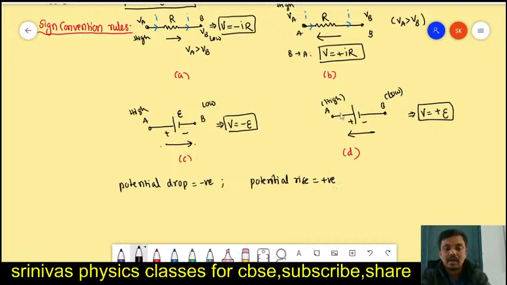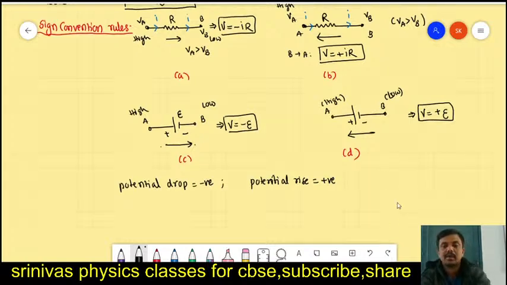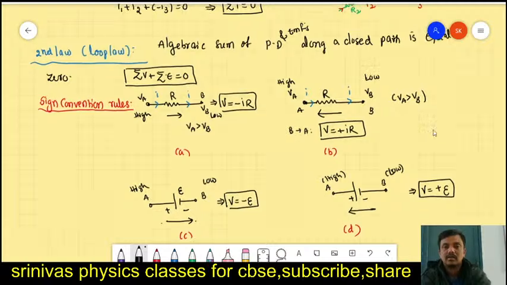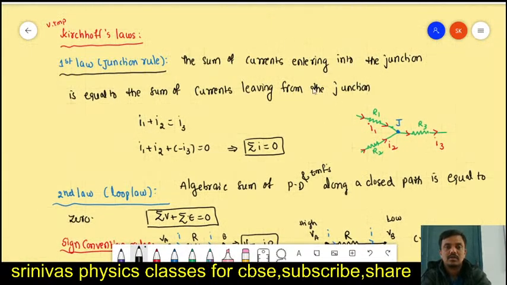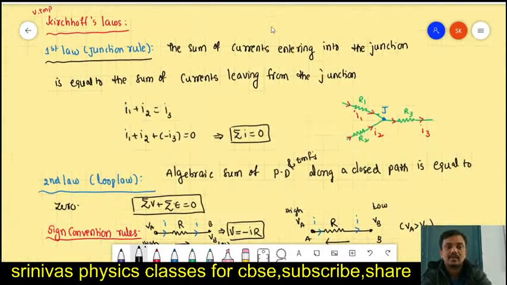Can I erase? Do you have any doubt, students? Do it fast. Tell me. If you have any query, write in the chat box. Okay. Can I erase? Can I go for the next topic? Okay, students. Now, one application I will explain based on this. Then later I will start the Wheatstone bridge.